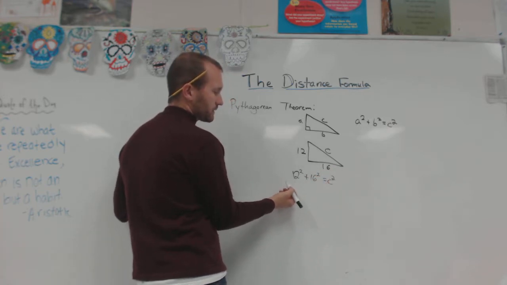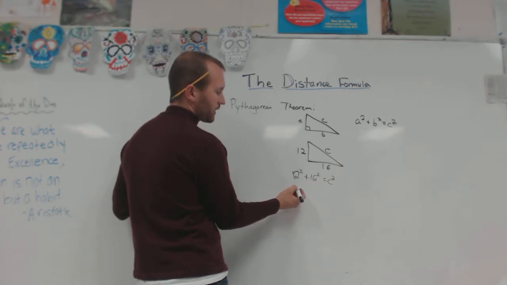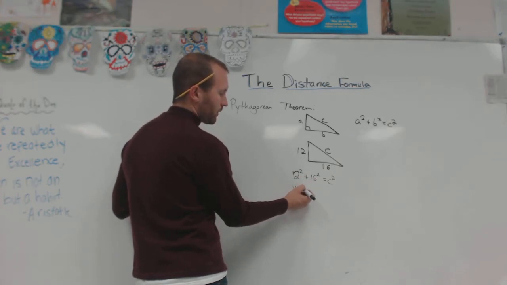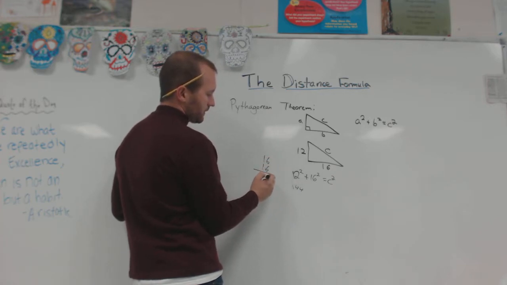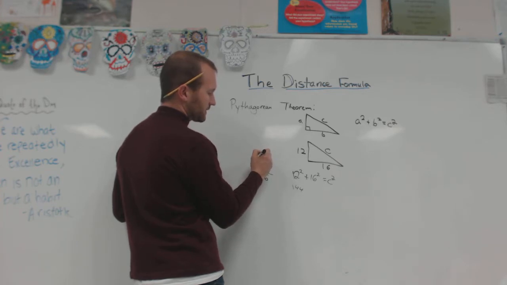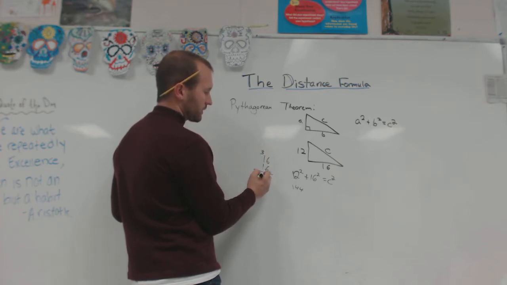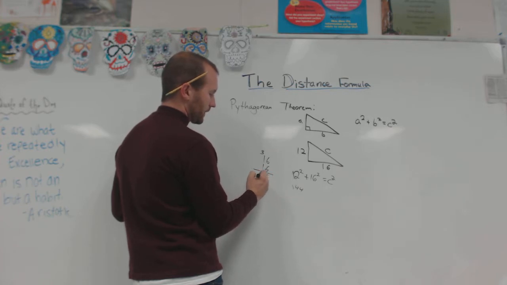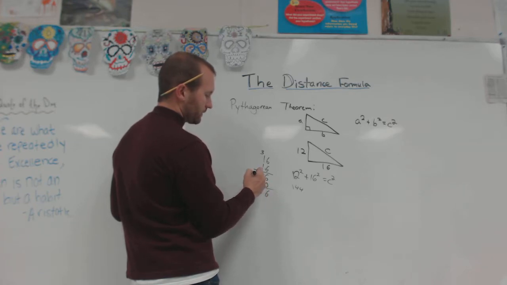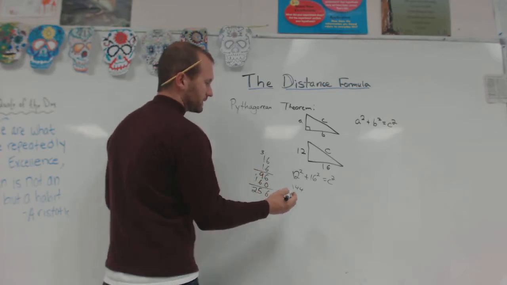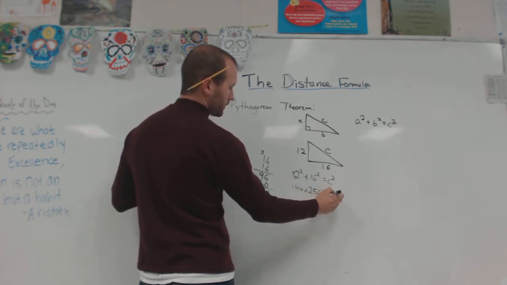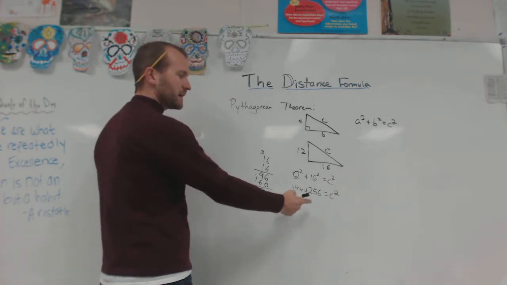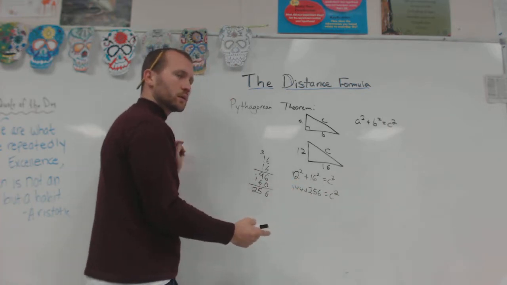Then I have to compute this, so 12 squared is 144, 16 squared is going to be 16 times 16, which is 6 times 6 is 36, 6 times 1 plus 3 is 9, 256 equals C squared. And that makes sense because this is a power of 2.